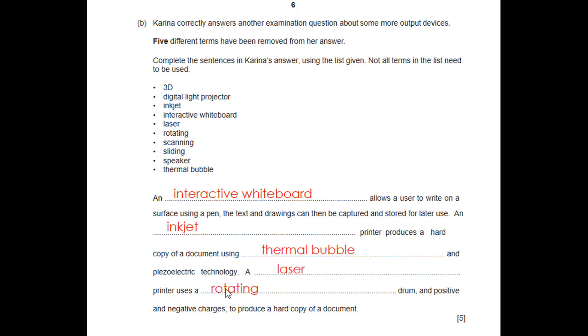A laser printer uses a rotating drum and positive and negative charges to produce a hard copy of the document. So here, if you were stuck on these ones, like inkjet thermal, and this term here, you could see the next sentence mentioned drums, and we know that only a laser printer has drums, so you could make an educated guess about what the order of these words was going to be.